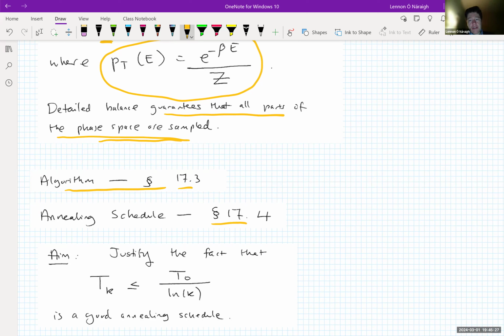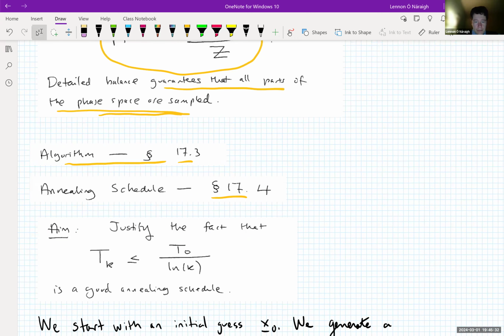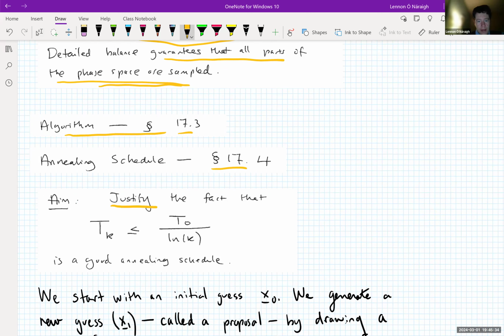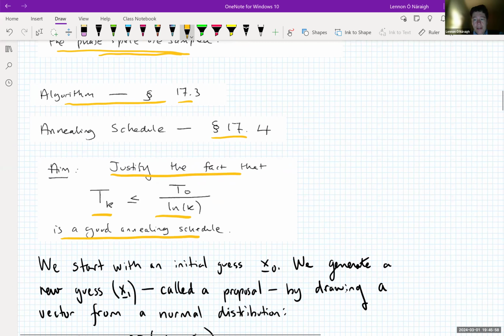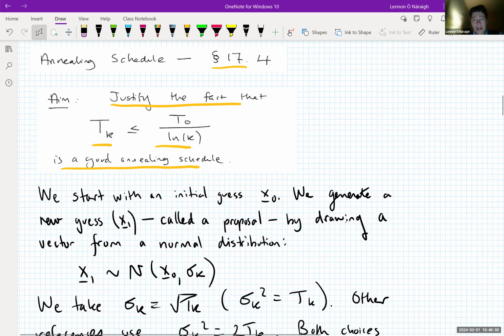Moving on to section 17.4, we discuss the annealing schedule. The aim here is to justify this choice, so that Tk, the temperature in the kth cooling cycle, is less than or equal to T0 over ln of k. The aim of this section is to show that this is a good annealing schedule, and in doing this, we will show that simulated annealing converges to the global minimum with probability 1. This is a nice calculation, quite theoretical, but very satisfactory at the end.